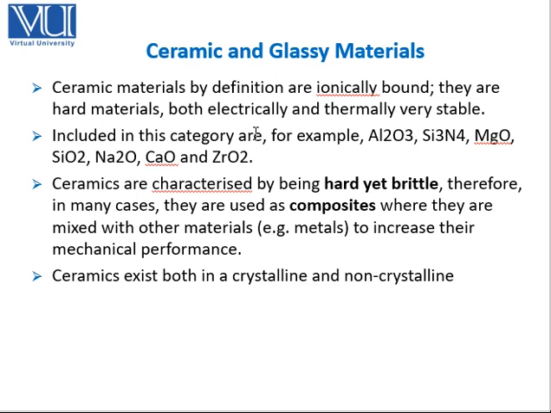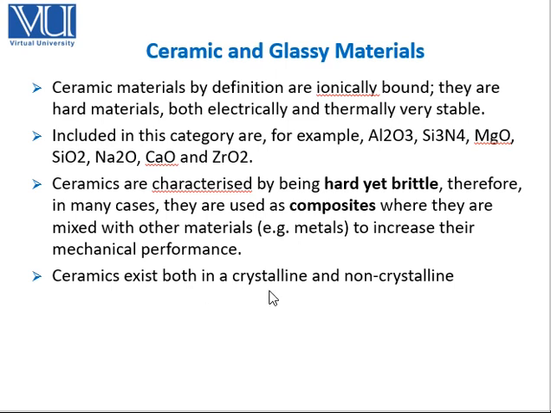Ceramics are characterized by being hard yet brittle. Therefore, in many cases, they are used as composites where they are mixed with other chemicals to increase their mechanical performance. So ceramic materials are hard, and then brittle. Due to this property, they are used as a composite, and in composite we know that they can integrate with some other material like metals to increase their mechanical performance.